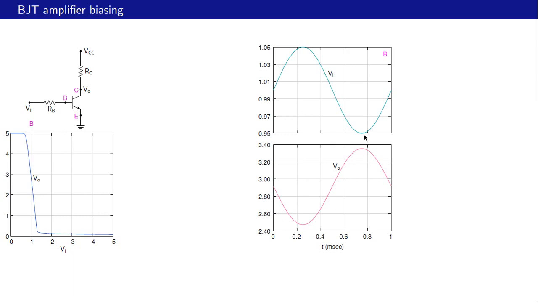What about the amplitude of Vo? Let's look at the peak to peak voltage here. It's roughly 2.4 to 3.4, so it's about 1 volt, slightly less, and so therefore we see that there is a gain of 1 volt divided by 0.1 volt, or about 10, a little less than 10, and that is what we mean by amplification.